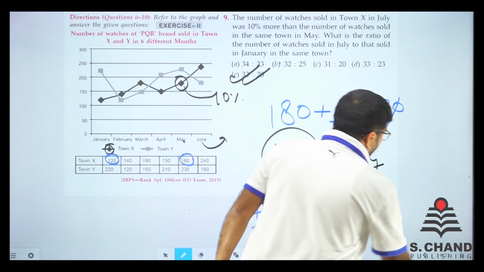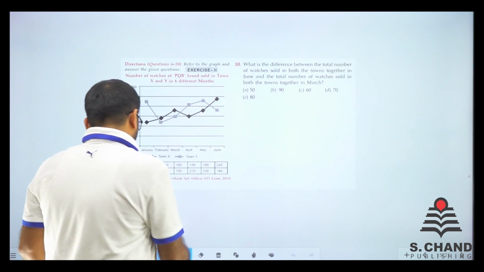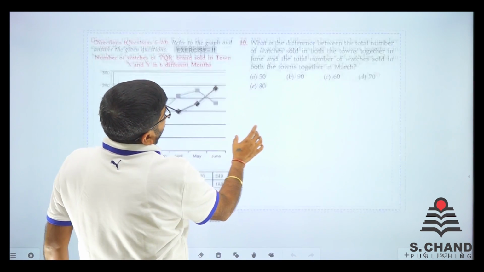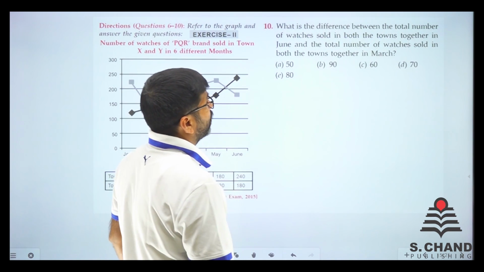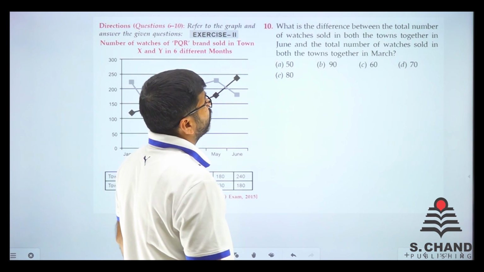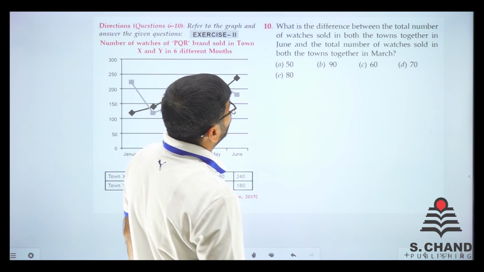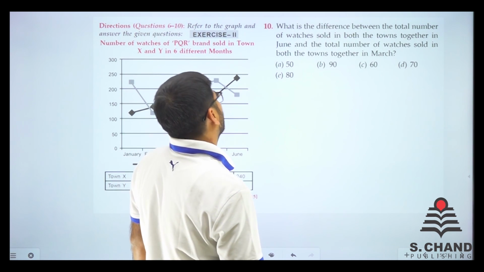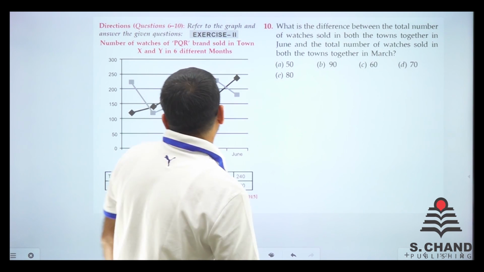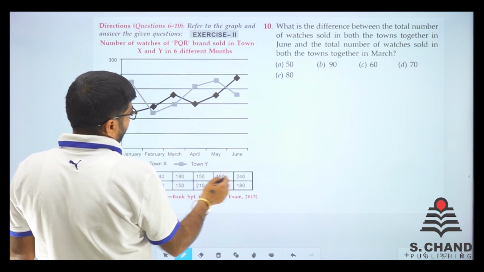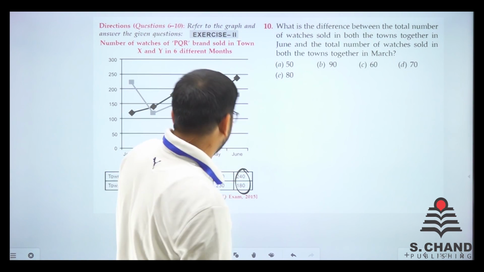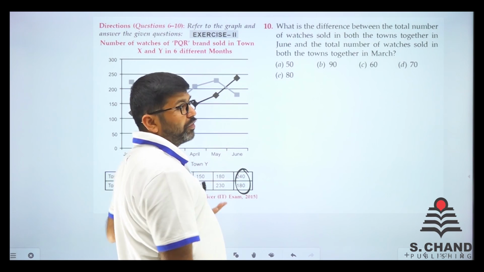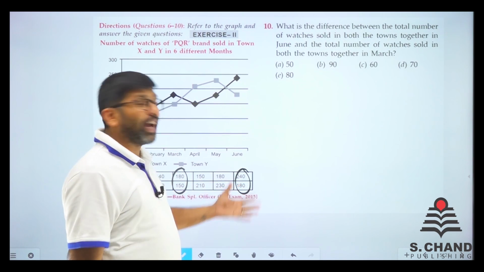Now we move on to the last question of this DI, I guess, because it says 6 to 10 and the 10 question is there. Now what is asked? What is the difference between the total number of watches sold in both the towns together in June and the total number of watches sold both towns together in March? So June mein bhaiya this one, March mein bhaiya this one. So what is the difference? So we need to calculate the difference. I don't think this will be a challenge for you.